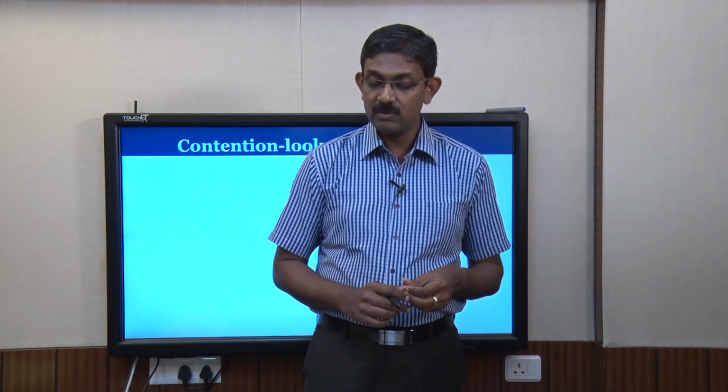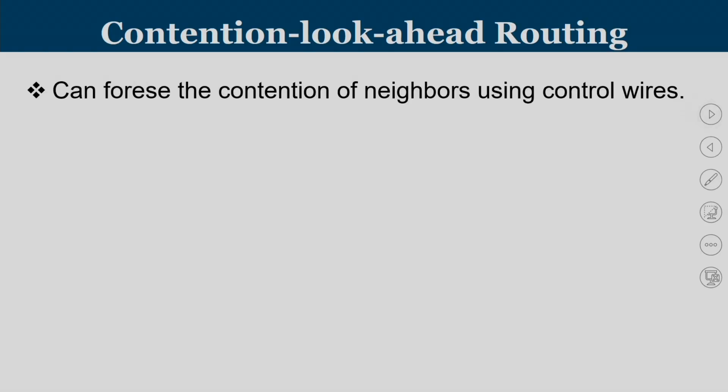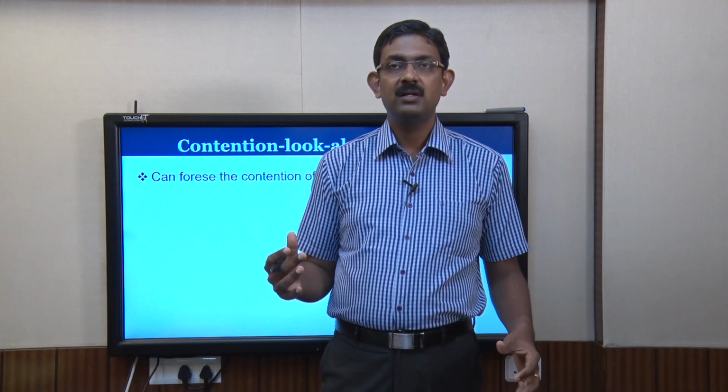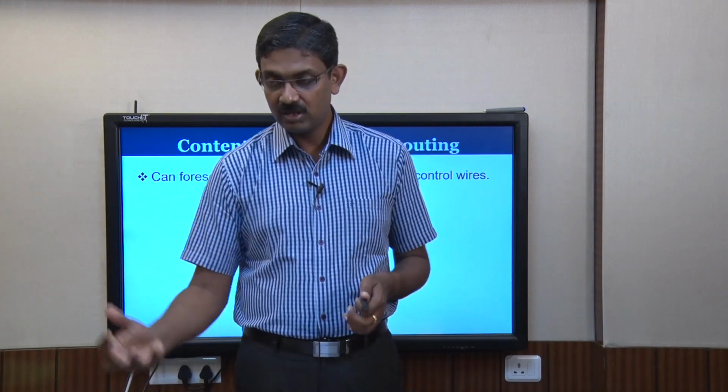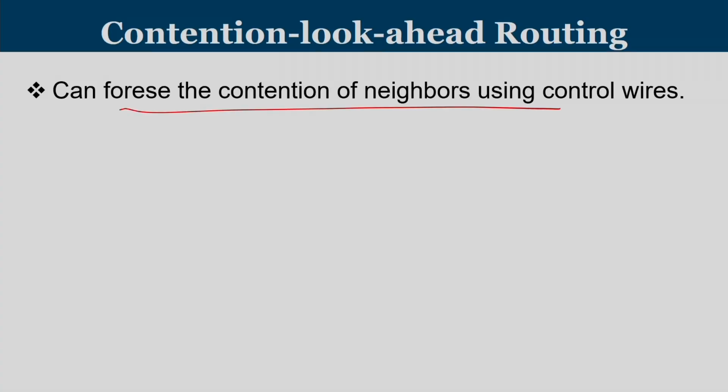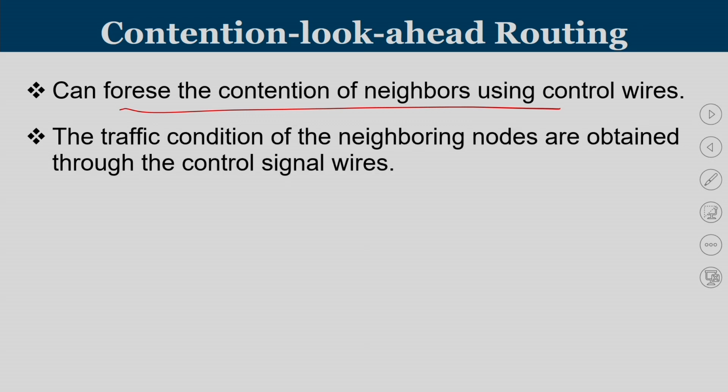We will try to understand what we mean by contention look ahead routing. So, contention look ahead routing is a component of adaptive routing. When we go for adaptive routing, we have many possible output ports that we can take to reach the destination. From among these potential neighbors, can we foresee the contention that is available in these neighbors? And if so, try to collect them. So, you can foresee contention of neighbors. For that, we are using dedicated control wires. The traffic condition of the neighboring nodes are obtained through specific control channels.